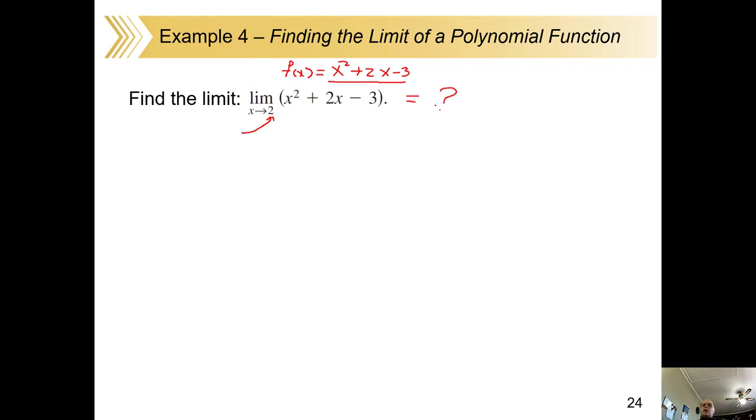So if you work on your calculator, store the 2 in your calculator as x, type in the x squared plus 2x minus 3, hit enter, you've got your answer. Quick. If you've got a polynomial, just put that number in for x. That's all there is to it.